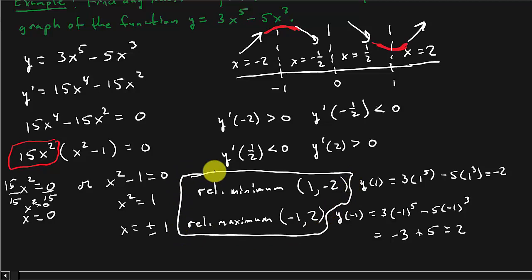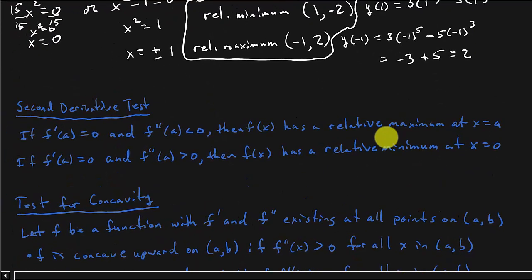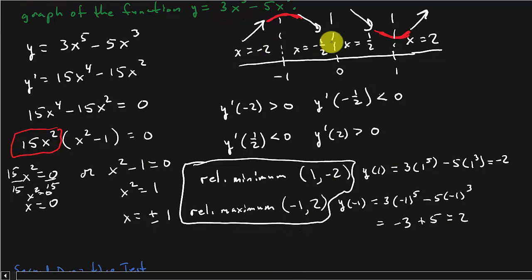All right, so let's look at this. We have the second derivative test. So there's another way that we can determine relative max and min. And honestly, to tell you the truth, I don't really use the second derivative test to determine maximum and minimum because I can do it right here.